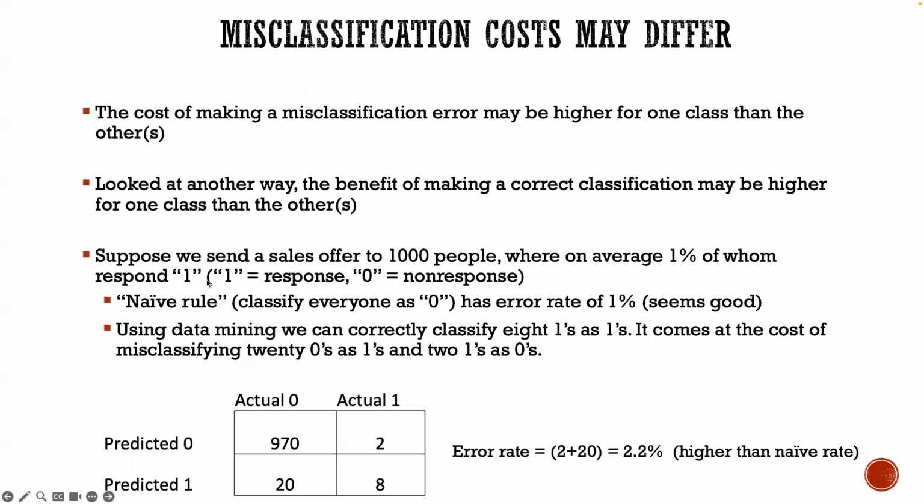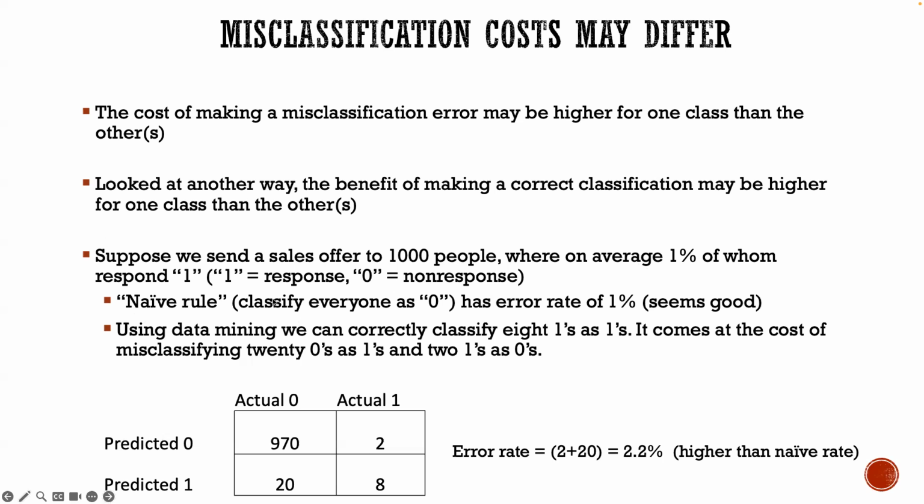So suppose, take the example here, suppose we're sending a sales offer to 1,000 people, where on average, we will see 1% of people will respond as one, that they will accept the sales offer. Right? So out of 1,000, 1% are responding as one, which means 10 people will respond that they would like to get this sales offer.